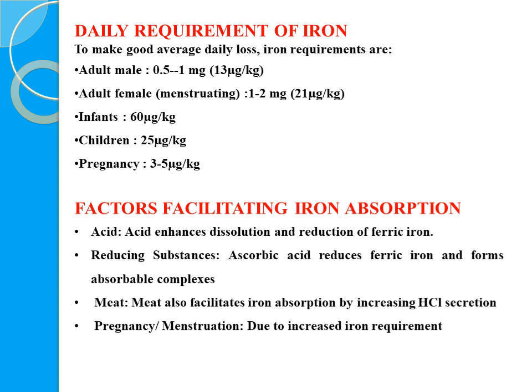Factors facilitating iron absorption. Various factors promote iron absorption in the body. These factors are acid. Acid enhances the dissolution and reduction of ferric iron and thereby increases the absorption of iron in the body. Reducing substances like ascorbic acid reduce ferric iron and form an absorbable complex, thereby increasing the absorption of iron. Meat also facilitates iron absorption by increasing HCl secretion. Pregnancy or menstruation, due to increased iron requirement, increases the absorption of iron.